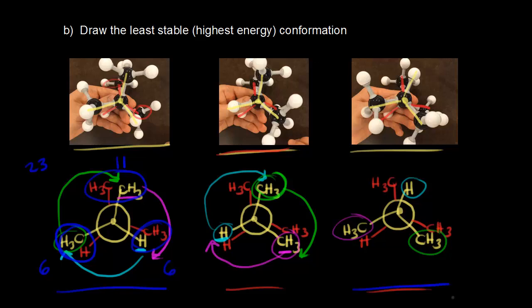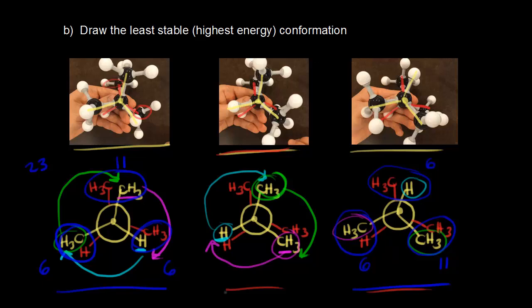Let's go to the one on the right next, because you can see it's the same thing. We have a methyl group eclipsing a hydrogen, so that's 6. We have another situation with a hydrogen and a methyl group eclipsing each other, so that's 6. And we have a methyl group eclipsing a methyl group, so that's 11. So this one's also 23 kilojoules per mole.